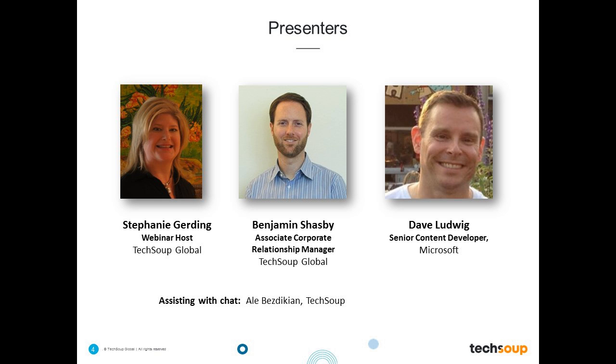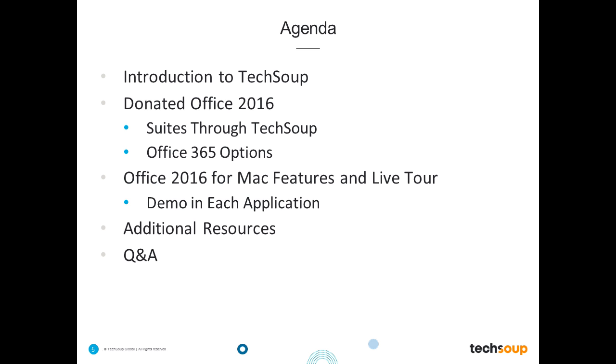So now I'm going to tell you just a little bit about what we'll be going over today. I'll start with a quick introduction to TechSoup in case you're new to us, and then Ben will be sharing with us how you can get those Office donations through TechSoup and what those options are that are available. And then Dave will take us through that live tour and show us all the different features of 2016 for Mac. We will share some additional resources with you and then make sure that we leave time for questions and answers. So anything that you don't get answered as we go along, we'll definitely leave time for that as well.